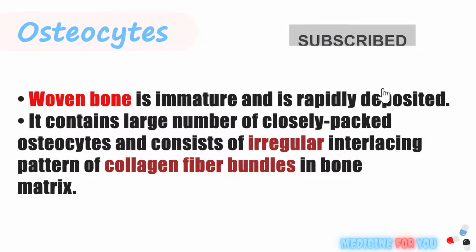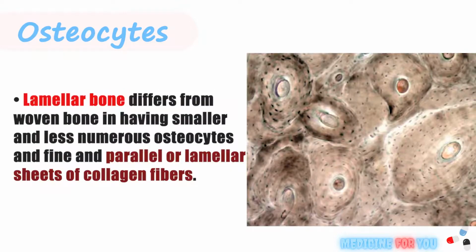Woven bone is immature and is rapidly deposited. It contains a large number of closely packed osteocytes, and consists of an irregular interlacing pattern of collagen fiber bundles in the bone matrix. Lamellar bone differs from woven bone in having smaller and less numerous osteocytes and fine, parallel or lamellar sheets of collagen fibers.